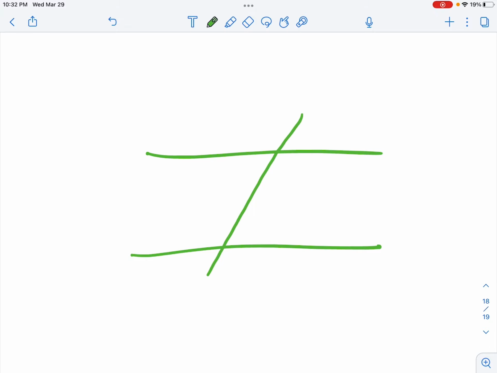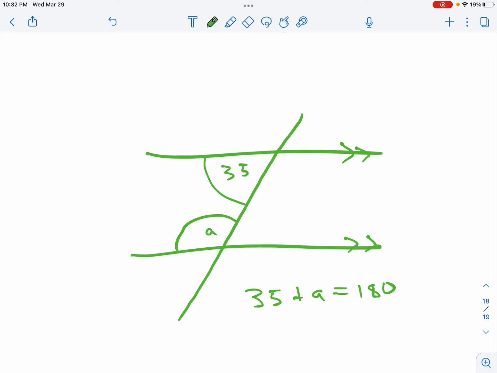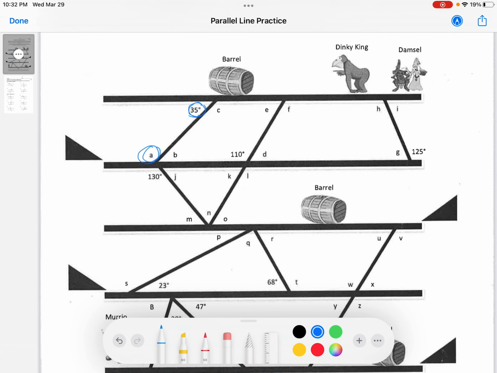So this is 35 and this is A. When you look at it that way, these lines are parallel, these are on the same side, they're interior, and that angle is not going to be equal to that one, but you know that together they add up to 180. So 35 plus A is equal to 180, so subtracting 35 from both sides, A is equal to 145. Let's go back into our picture here and write that in.